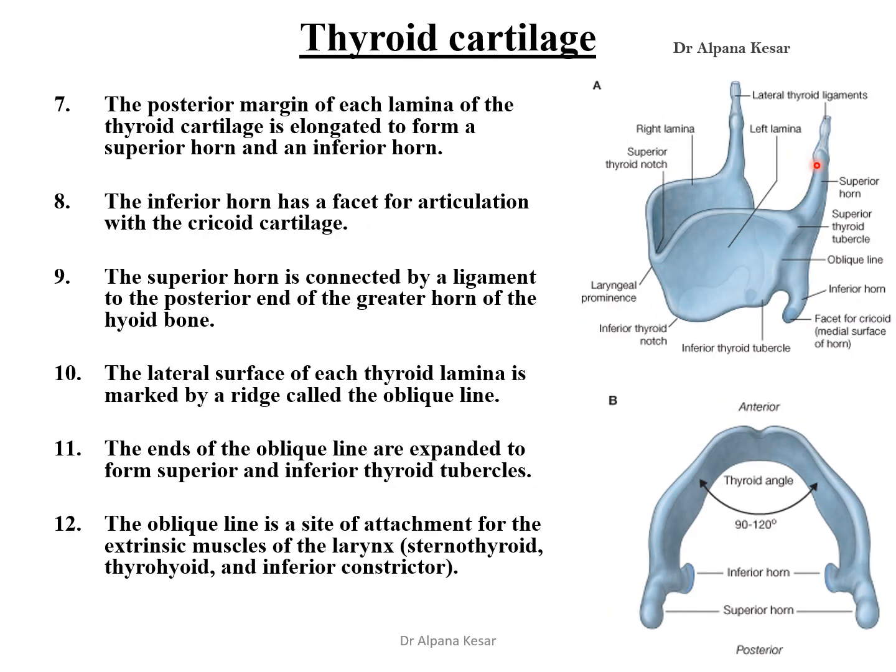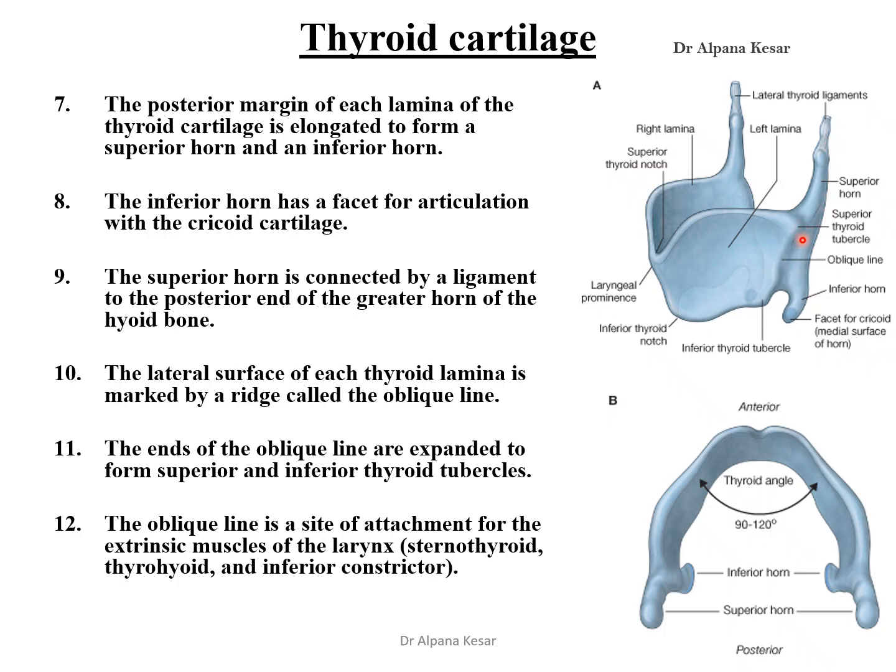The posterior margin of each lamina is elongated to form the superior horn and the inferior horn. The inferior horn has a facet for articulation with the cricoid cartilage. The superior horn is connected to the posterior end of the greater horn of hyoid bone with the help of thyrohyoid ligament.